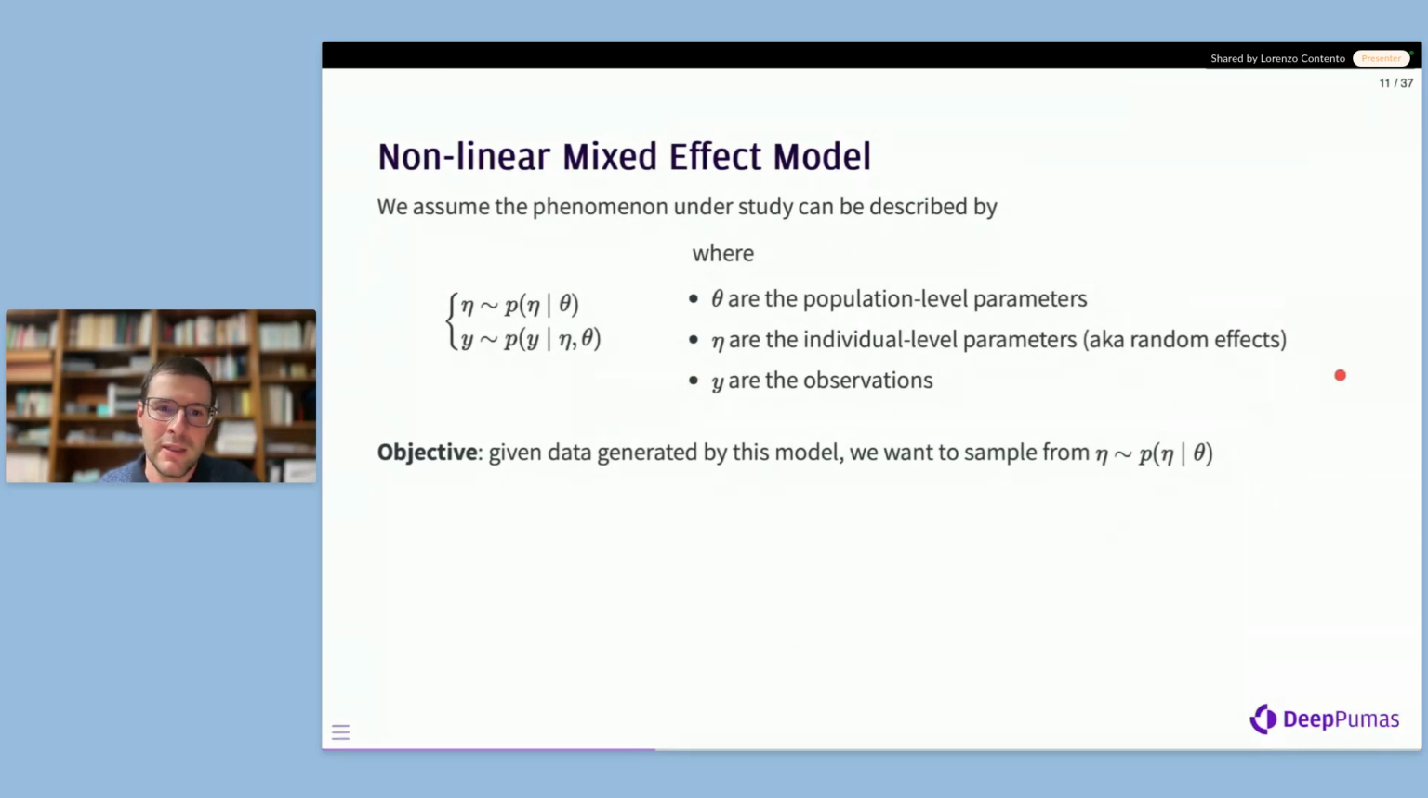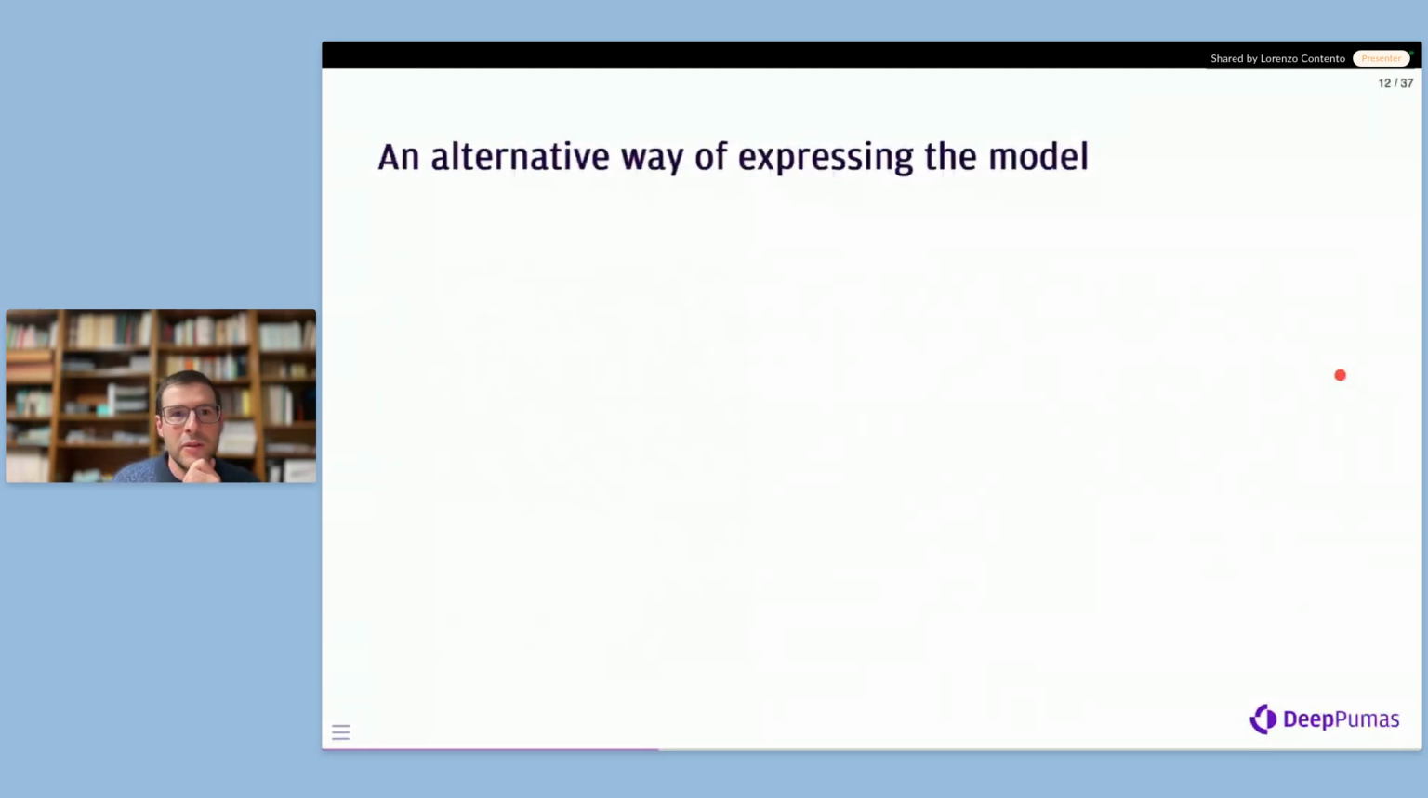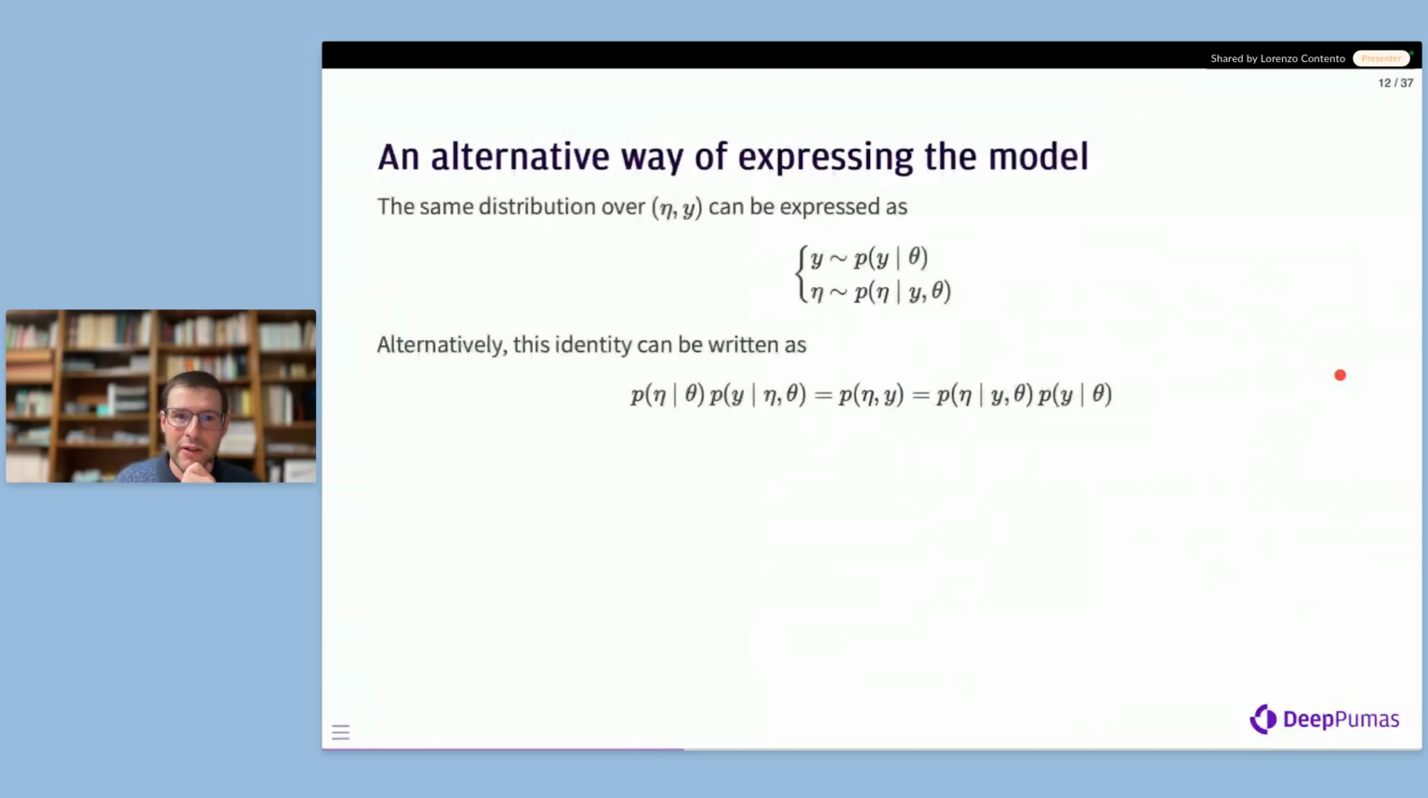And first, we see another way of writing this model, and we can just, in a way, switch the hierarchy between y and theta by writing the distribution of y given the population-level parameters, and then the distribution of eta given the observations and the population-level parameters. So this is the posterior of the random effects given observations and population-level parameters. So it is the object that I mentioned before.